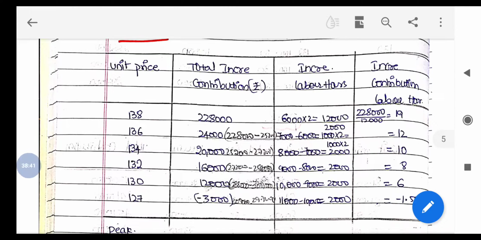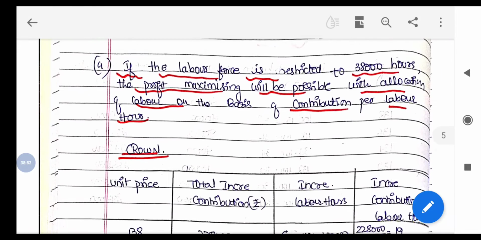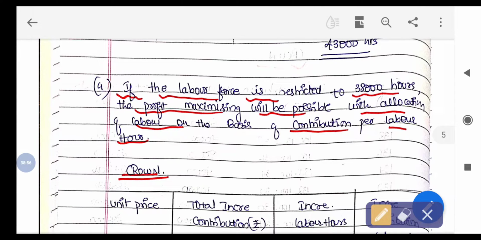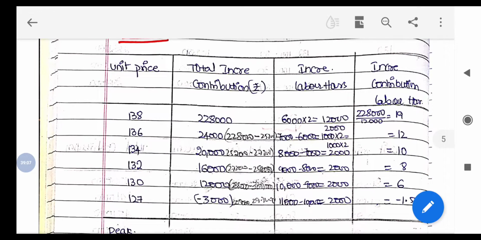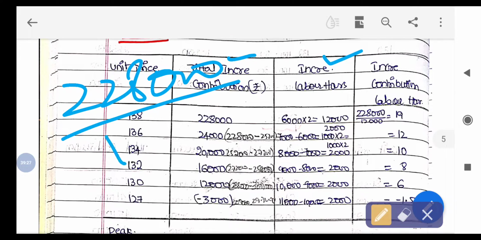Next is incremental contribution per labor hour. So why did we do all these long calculations? For getting this. Why do we need this? We need this for matching with the 38,000, because we are calculating on the basis of contribution per labor hour. So for calculating incremental contribution per labor hour, simply divide total contribution by incremental labor hours. So 2,28,000 divided by 12,000. Where is 12,000? This is 12,000. So the contribution per labor hour is 19 rupees.